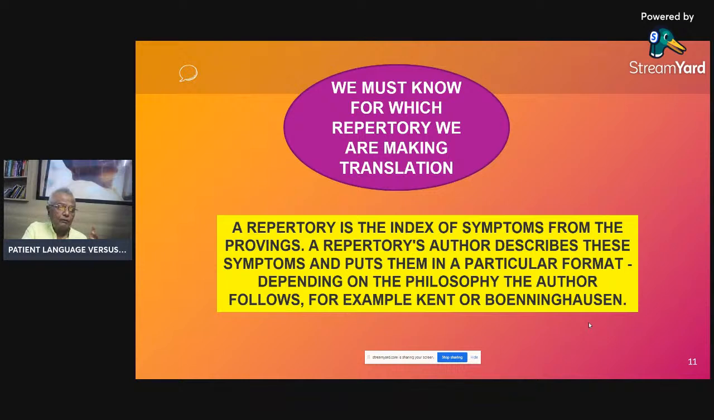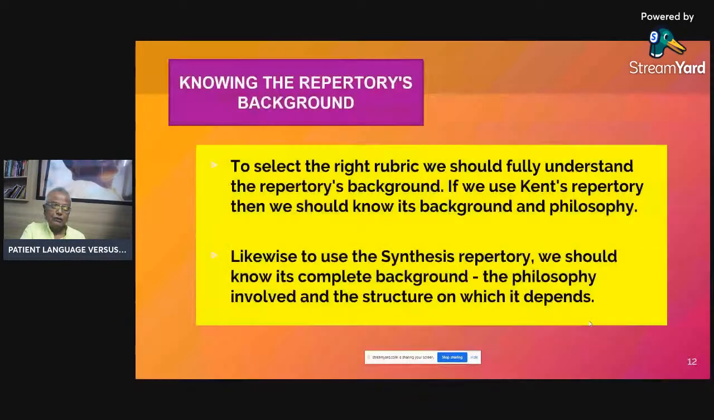You have to be well versed with the different types of repertory that are available and the theme that is there within each of the repertories. I'm not going to tell you to become a master of Boenninghausen, master of Kent, master of all the repertories. Be acquainted with all the different repertories and their thematic understandings also.